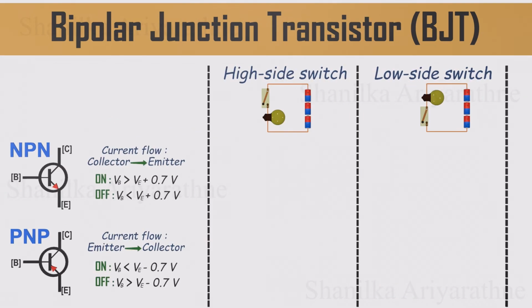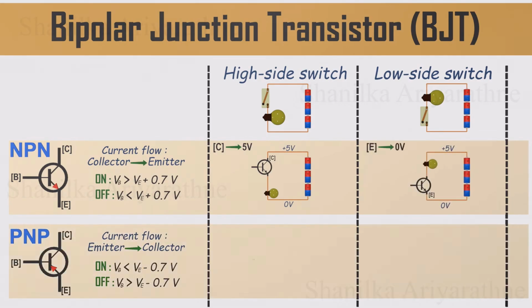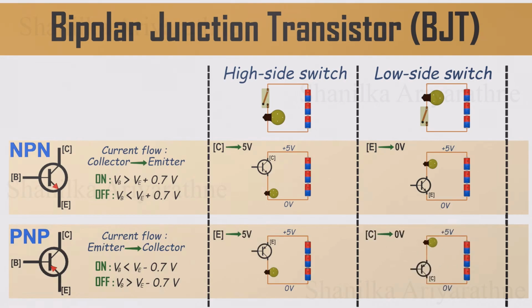When you're using a regular switch to control a load, like a light bulb, you can put the switch on either the positive side or the negative side of the circuit. As long as current flows through the load, it works. Transistors follow the same basic idea. For an NPN transistor, the current flows from collector to emitter. That usually means the collector connects to power or the emitter goes to ground. For a PNP transistor, it's the reverse. Current flows from emitter to collector. So you connect the emitter to power or the collector to ground.